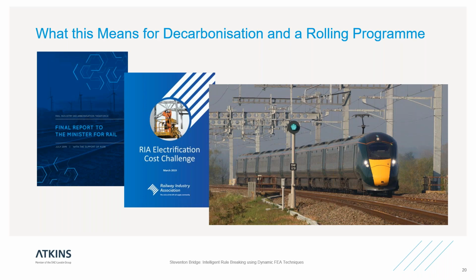So DRSS is genuinely a revolutionary tool. It moves us away from the traditional OLE detailed design using a rules-based approach to one where we can look at things from first principles to solve challenging locations. So in the context of the campaign to decarbonise UK rail via a rolling programme of electrification and the need to reduce unit costs, that's clearly part of the answer.